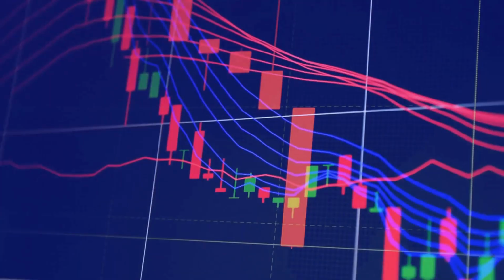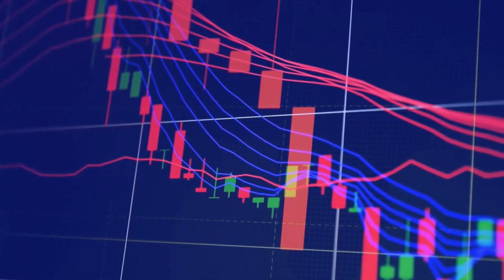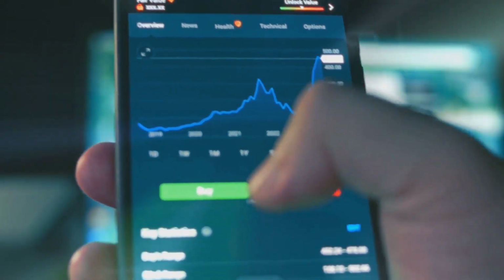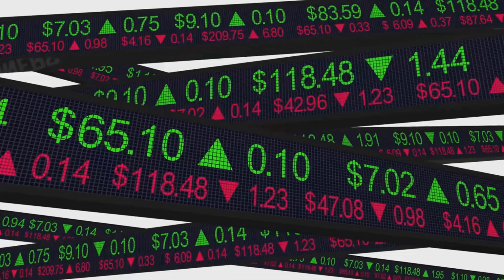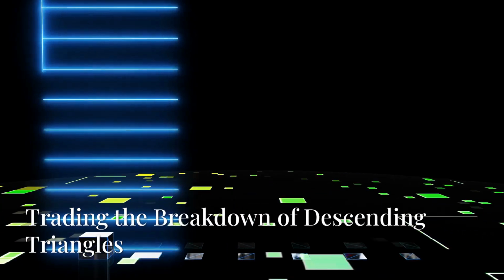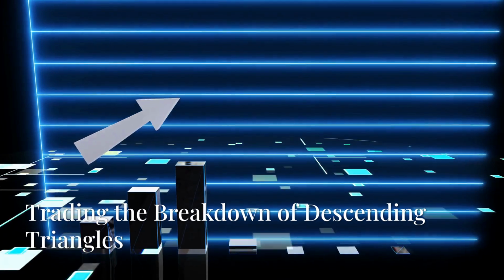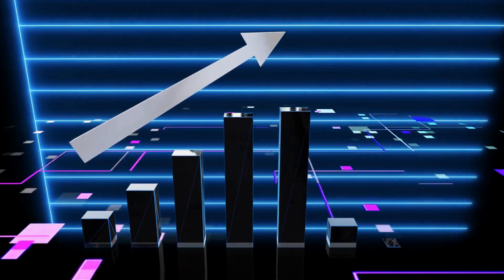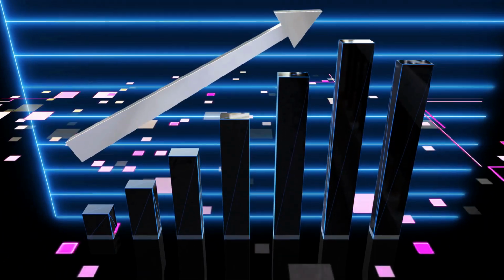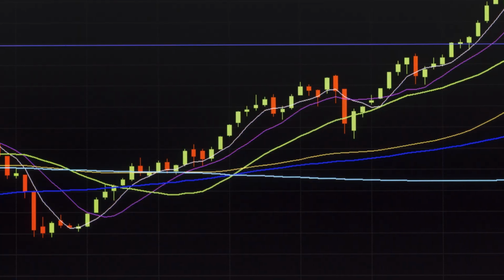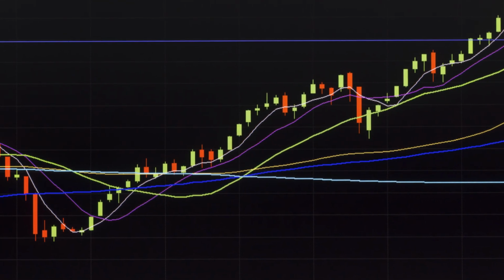What's happening here is that sellers are getting more and more aggressive, consistently pushing the price lower with each successive low. Meanwhile, buyers are getting trapped, stuck between that flat support level and the falling resistance. It's like a game of tug-of-war, and the sellers are winning. Now, just like with the ascending triangle, the real action happens when the price breaks out of the pattern.